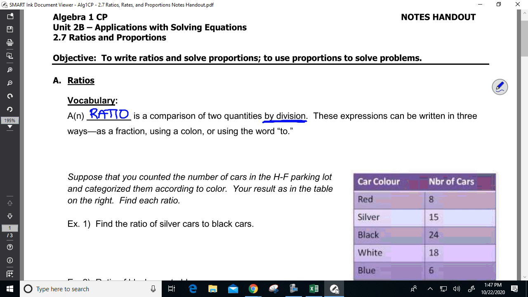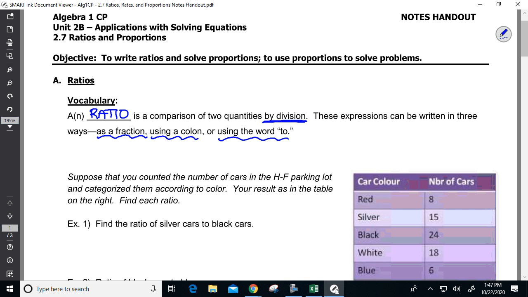So there are three ways to compare things using division: as a fraction, using a colon, or using the word "to." There are three ways to compare it. So here's an example of how something like that would work.